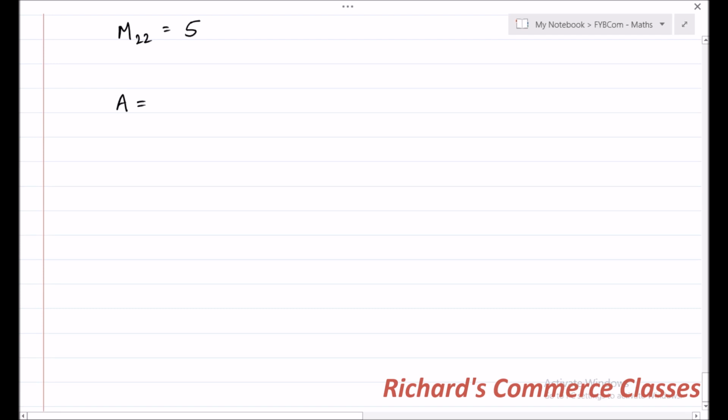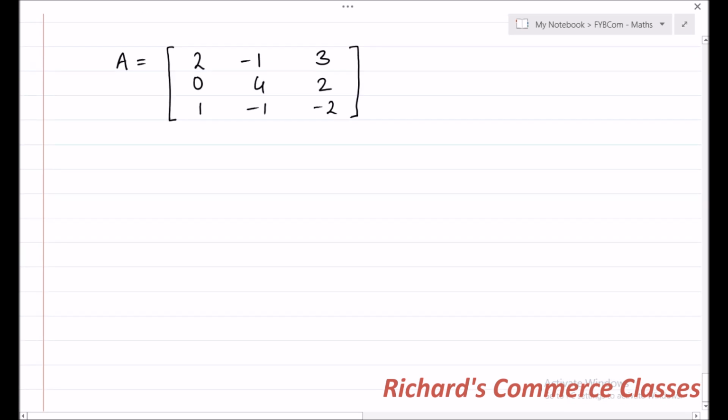A is equal to the matrix with rows 2, minus 1, 3; 0, 4, 2; 1, minus 1 and minus 2. Step 1 is calculating the minors. So let's finish off calculating the minors.